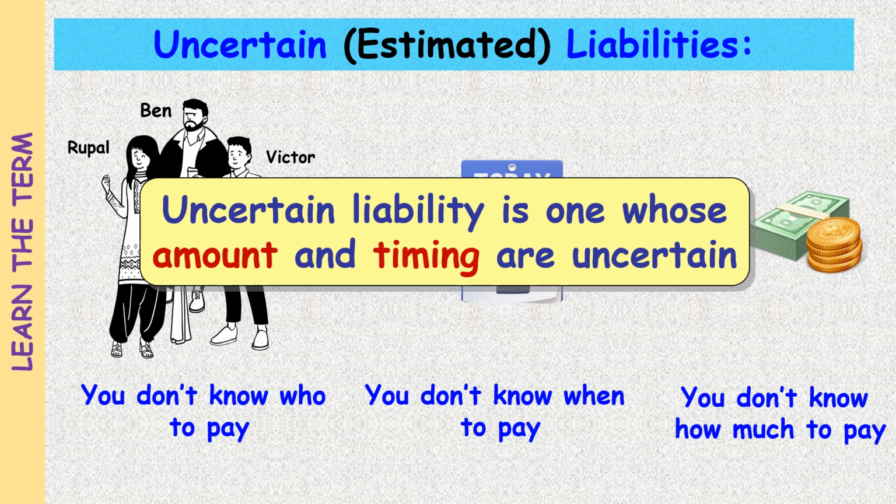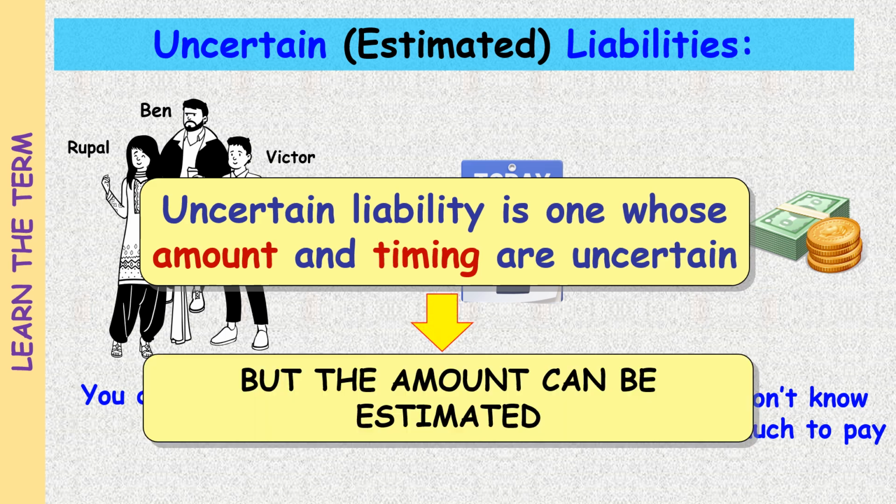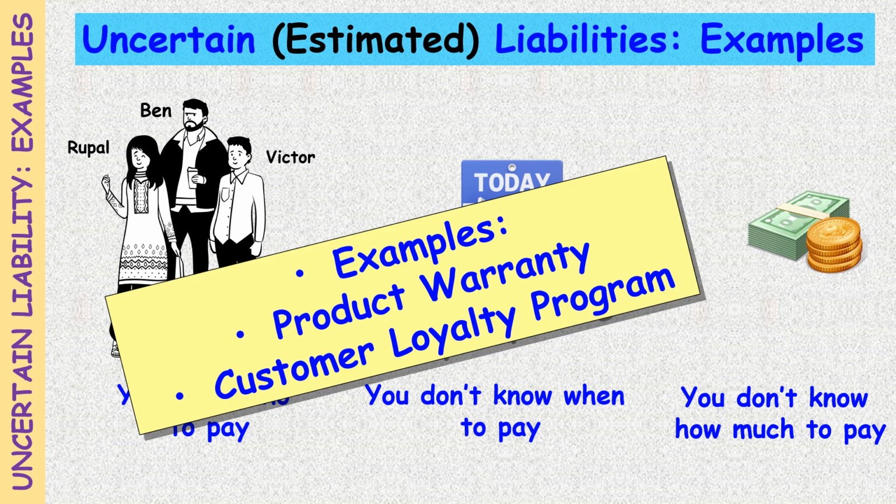Now, one thing we must know is that this is an obligation. An obligation means this is a liability for Tip Top Cars. Since the timing and the amount are not known, but Tip Top Cars can estimate the amount. So for uncertain liabilities, the amount can be estimated based on past experience. Let's look at an example. Some examples of uncertain liabilities are product warranty and customer loyalty program. We will look at the product warranty in this video, and in a future video we are going to look at customer loyalty programs.